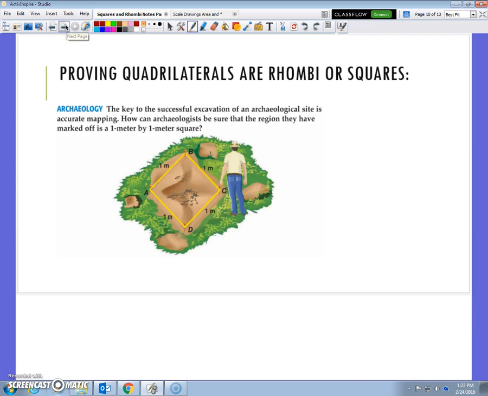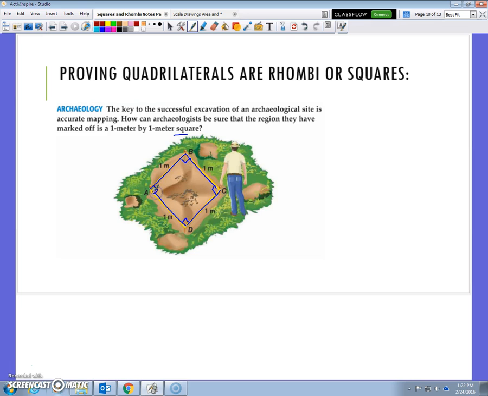We can do it. This one says the key to the successful excavation of an archaeological site is accurate mapping. How can archaeologists be sure that the region they have marked off is 1 meter by 1 meter square? Well, first of all, we need to know that it's a square. So we need to know that there are 4 right angles. We also need to know that it has 4 equal lengths. It looks to me like I have 1 meter here, 1 meter here, 1 meter here, 1 meter here. So we've met the qualification of every side being of equal length. We just need to meet the qualification that each of the corners is a right angle.